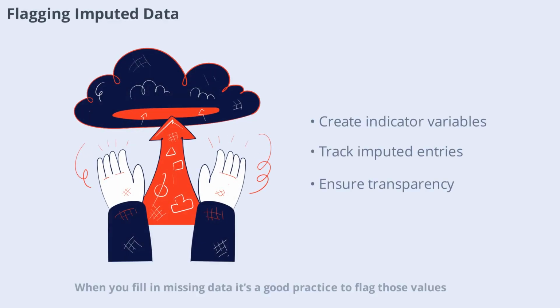When you fill in missing data, it's a good practice to flag those values. This means creating an indicator variable that marks which entries were imputed. Flagging helps you track changes and assess the impact of imputation on your analysis. It also provides transparency for others who may use your dataset in the future.